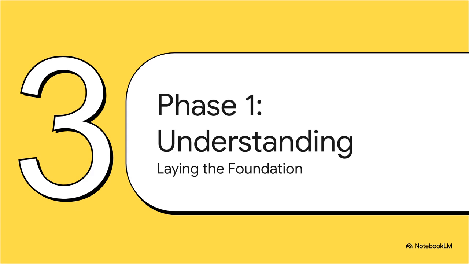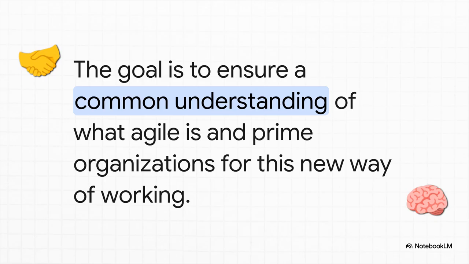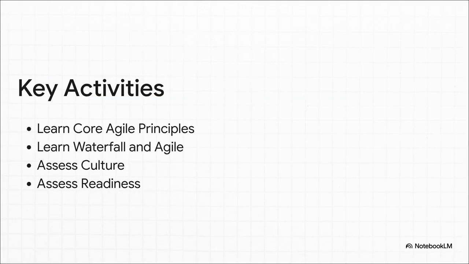So our first stop on this journey is phase 1, understanding. You can really think of this as laying the groundwork, the intellectual and honestly the cultural foundation for the entire project. You see, this first phase gets that you can't just flip a switch and suddenly be agile. That's not how it works. So this step is all about getting the entire team and even the wider organization on the exact same page. It's about making sure everyone's speaking the same language and is actually ready for what is a pretty big shift in how they work.